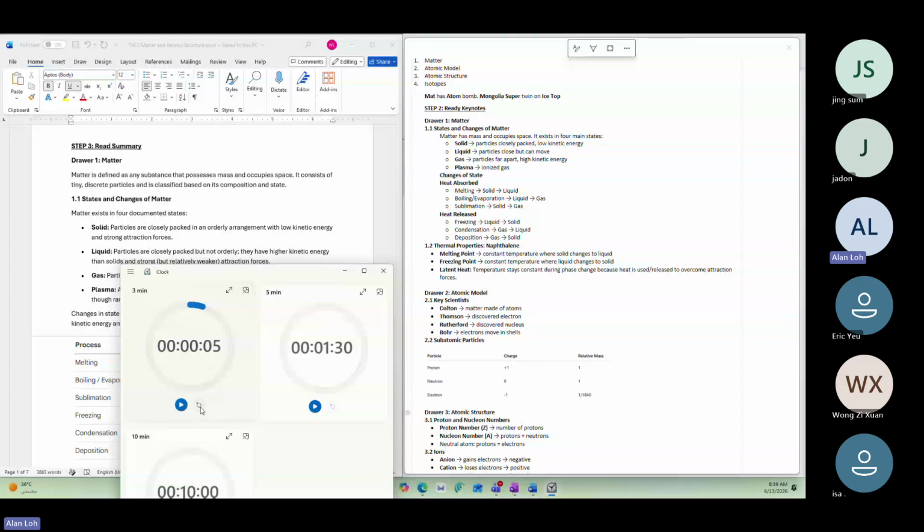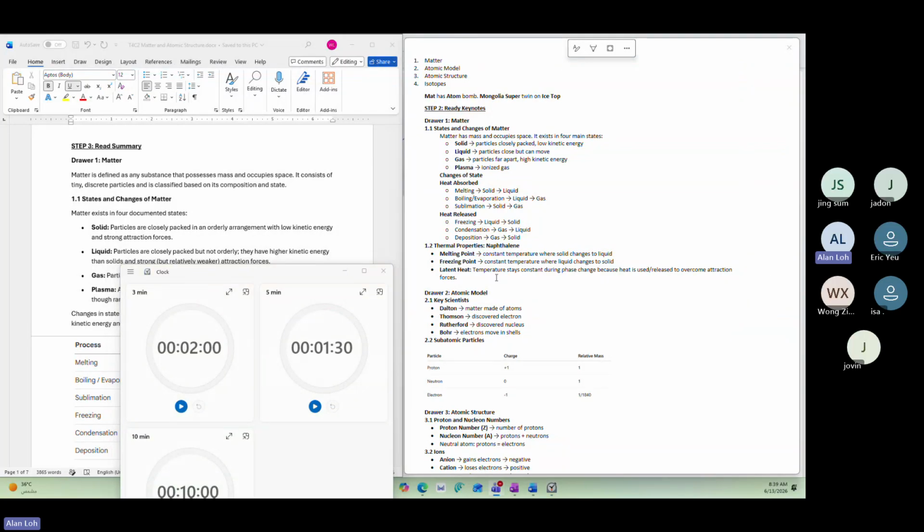All right. So we have read drawer 1 and drawer 2. Drawer 1 is the matter, and drawer 2 is the atomic model. Right. Drawer 1 and drawer 2. So in total, we have 4 drawers.